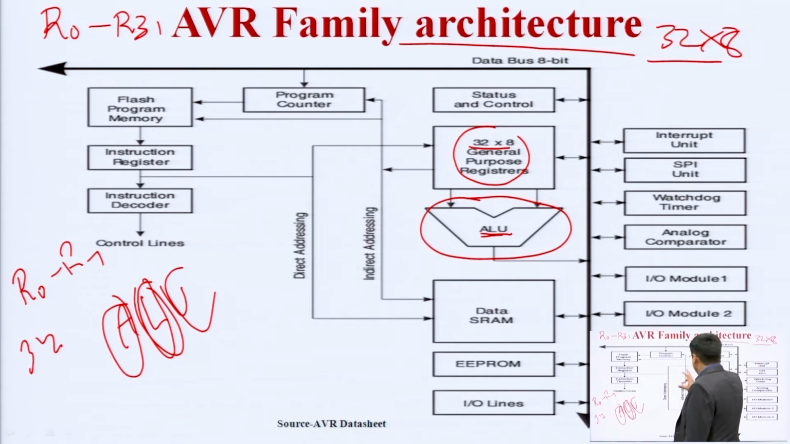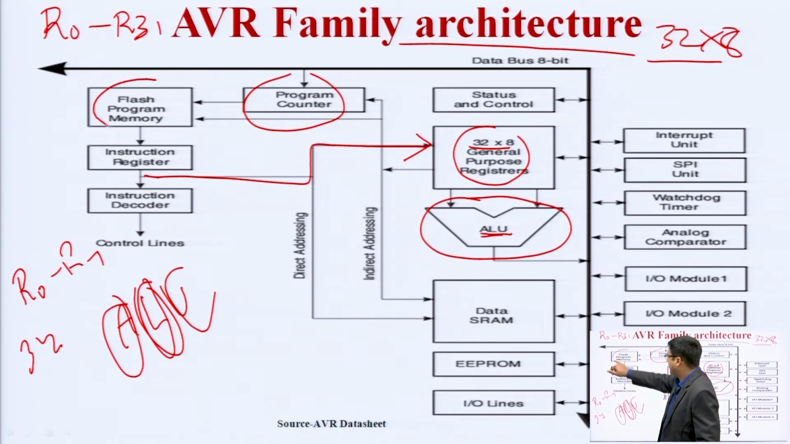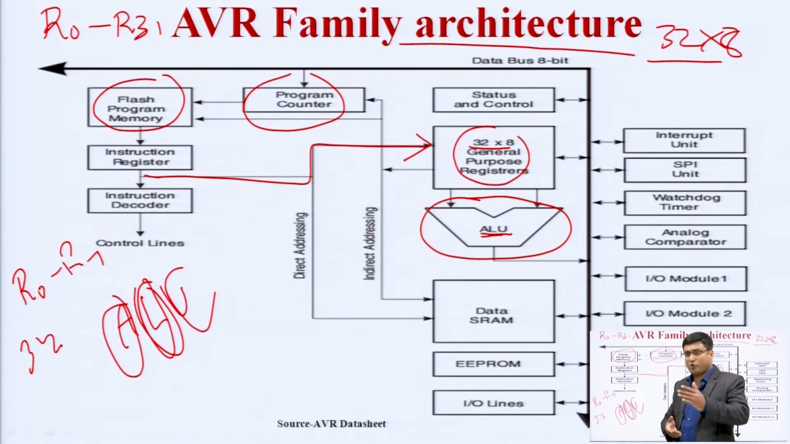So how do the instructions come into the general purpose registers? Instructions are provided by the instruction register. Here you can see that the instructions from the instruction register are provided to the 32 into 8 general purpose registers. There are some other blocks like the program counter and flash program memory. What is the role of the program counter? The program counter basically points to the address of the next instruction to be executed by the microcontroller. Basically, whatever the next instruction to be executed by the processor, it has some address.